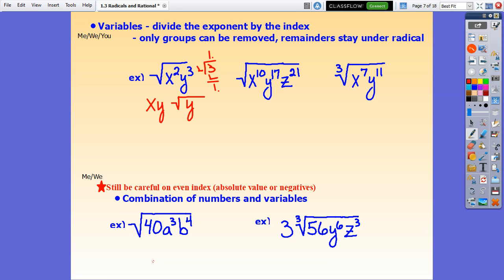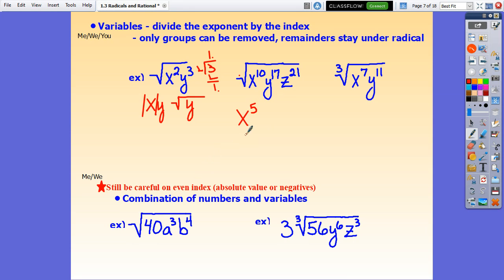I will look at my index. It stays the same. I looked, did I go even to odd? Definitely the y's, no problem, but the x's, I did go even to odd, so I need absolute values. Looking at this next one here, I have 10 divided by 2, which is 5.